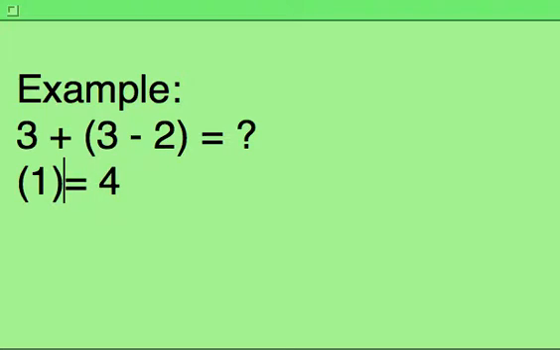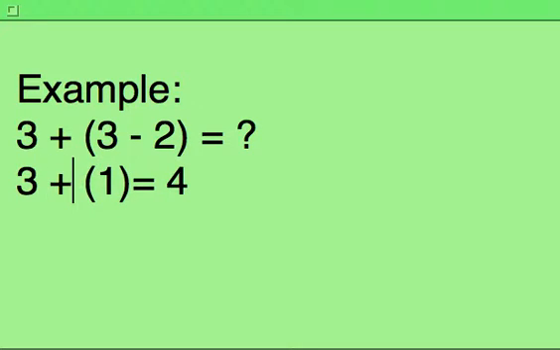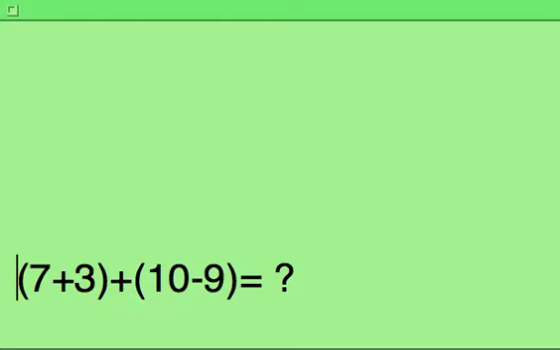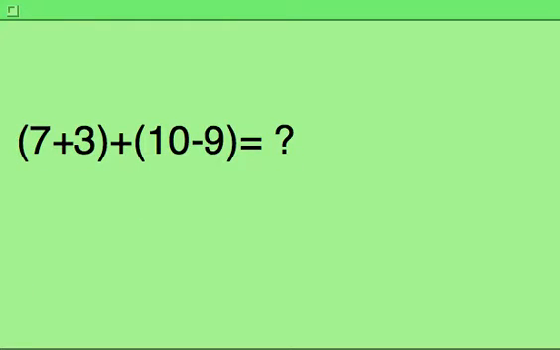You can also write it the other way around if it makes you feel more comfortable, but you're saying the same thing regardless. So another example, we can say this. So because we know that parentheses always goes first, we're going to add 3 to 7. That's going to give us 10.